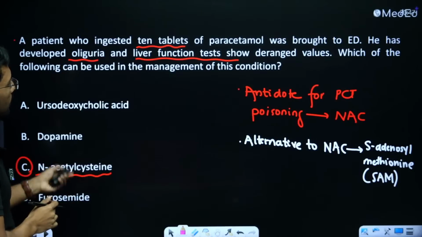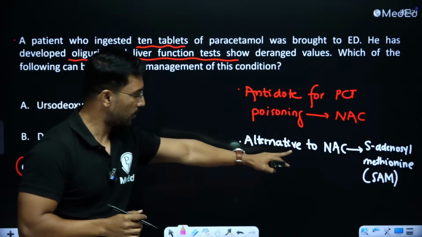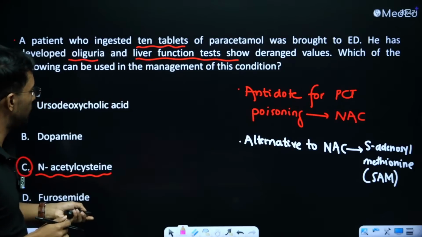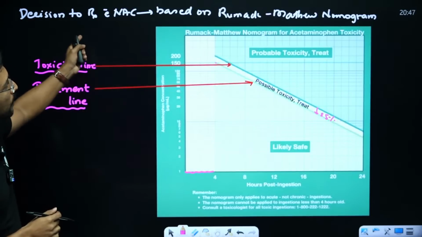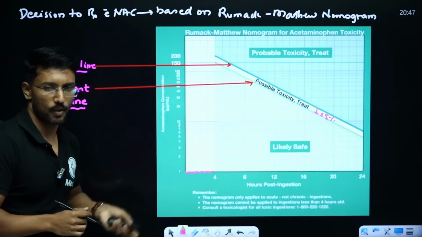Okay. So the points to remember about paracetamol poisoning: there is an alternative to N-acetylcysteine. If N-acetylcysteine is not accessible, S-adenosylmethionine can be used, and the decision to give or not is based on the Rumack-Matthew nomogram. Okay.